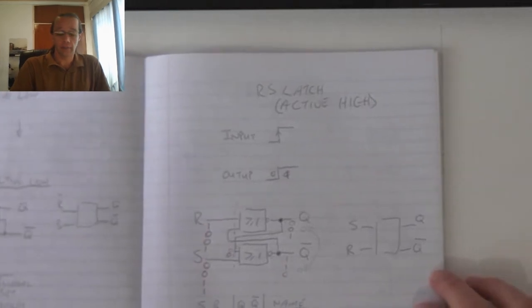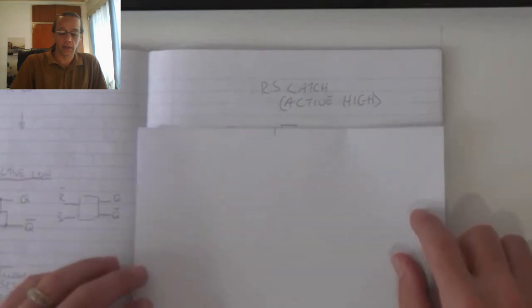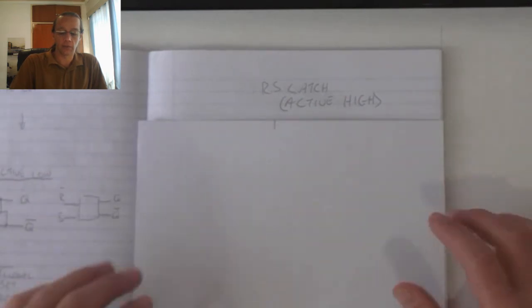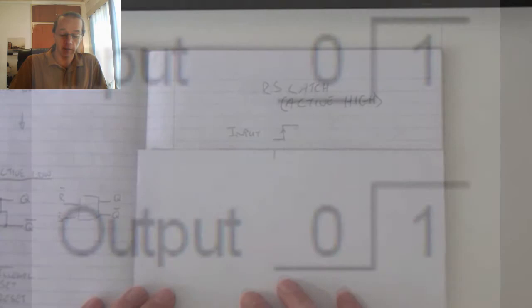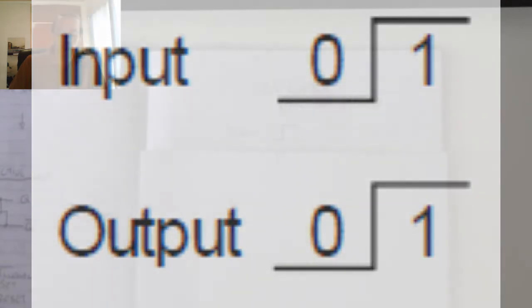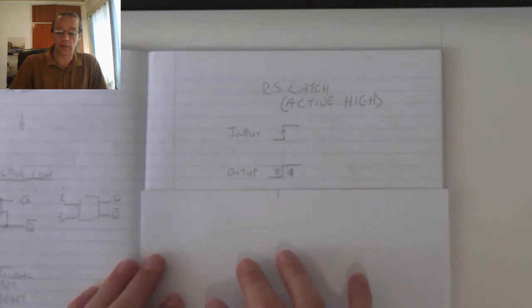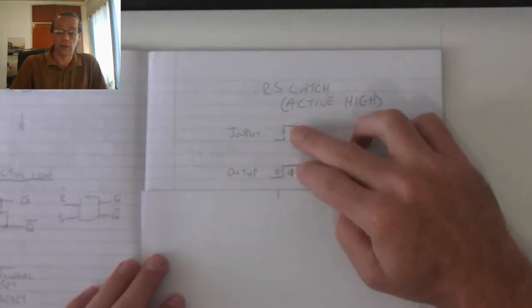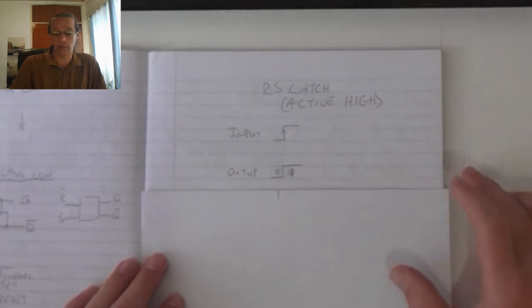The RS latch active high. What that means is that if my input changes, in other words going up or the leading edge, that is when my output will change as well. Those are in line, whereas with the active low, the output will trigger when the output changes to a 0.